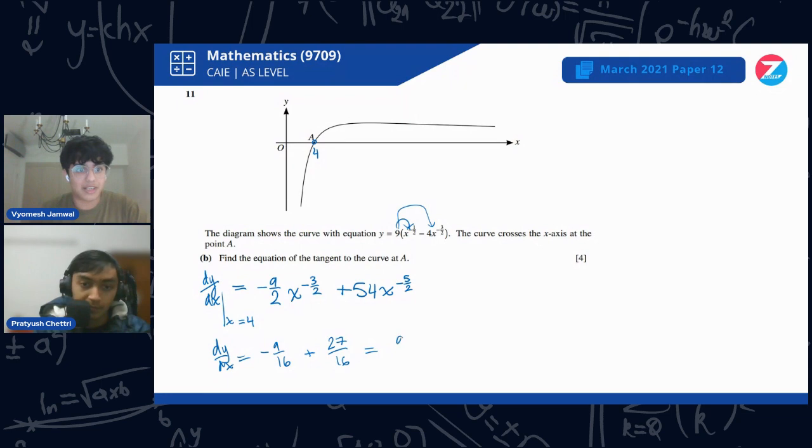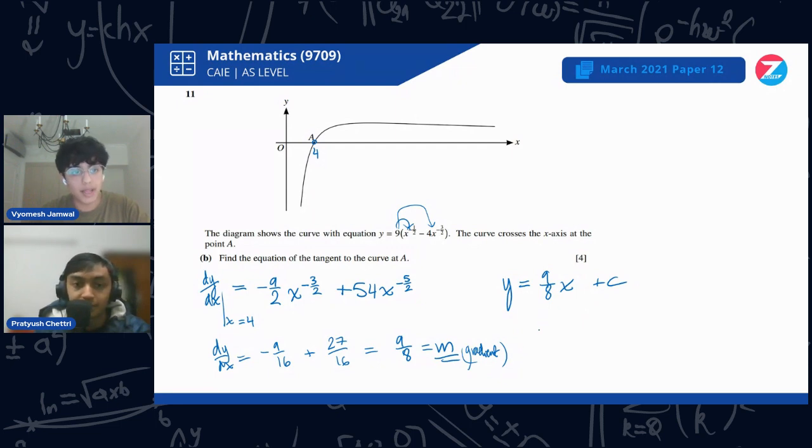This is not the final answer, actually. Sorry, this is just the gradient of the equation. And now what we're going to do is write it in the form y equals 9 upon 8 x plus c. Then we just need to find the value of c. We could use point A as one of the points. At point 4, when x equals 4, y equals 0. So here it's just going to be 9 upon 2 plus c. That's a good way to do it.